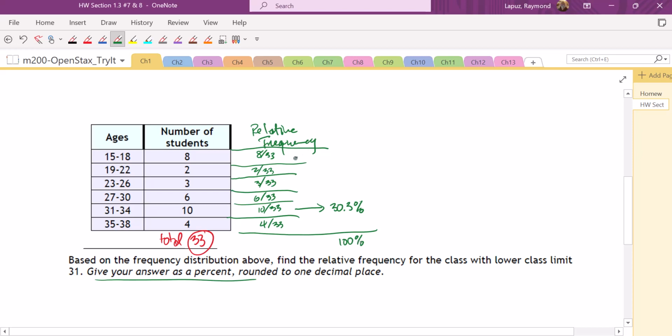So I'm not going to do the rest of this, but you can if you want to or need to. But for this particular problem, we're only looking for this one number, and that is the relative frequency for this particular class. And as a percentage, it would be 30.3%.